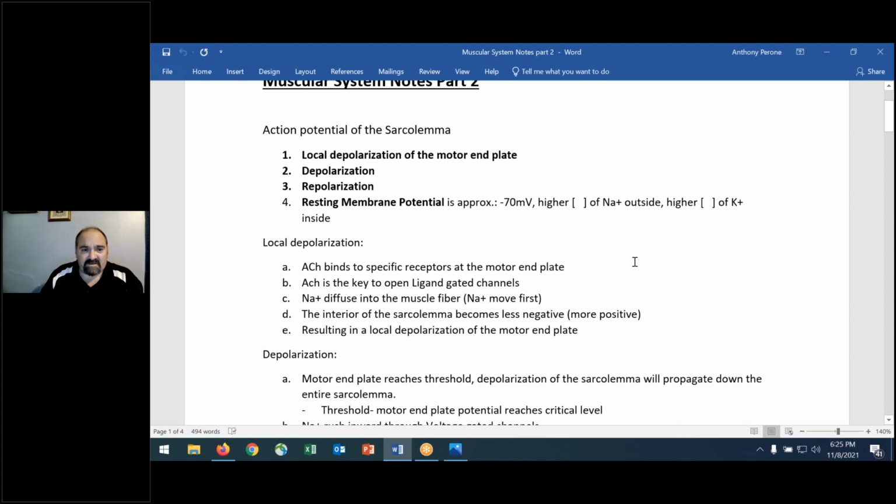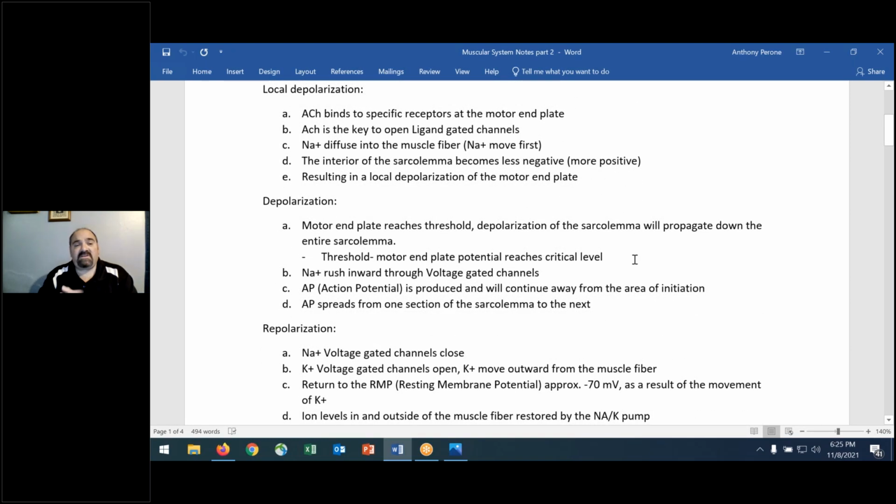So let's look here and review this. You'll see that we have the local depolarization. I made an important note of saying this: sodium ions always move first. That's really a key issue there, folks. Sodium ions are moving first, passing through, and depolarization takes place. Then, as far as repolarization, potassium ions are moving.